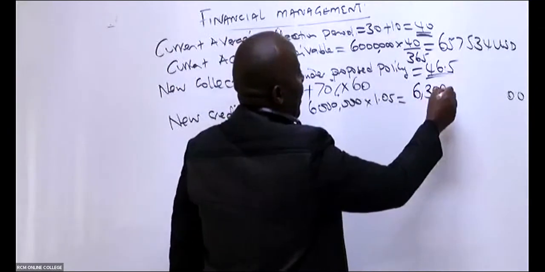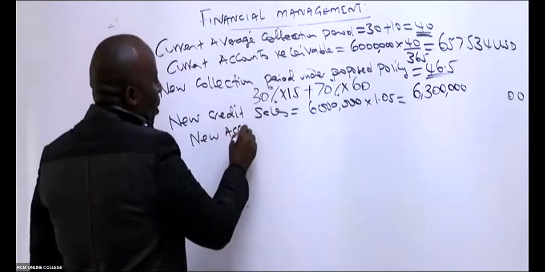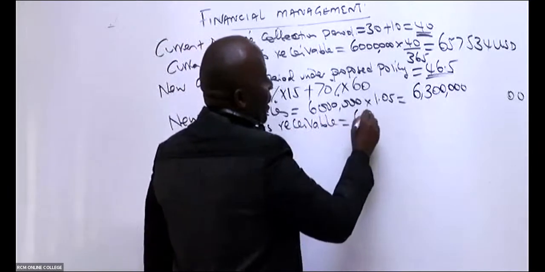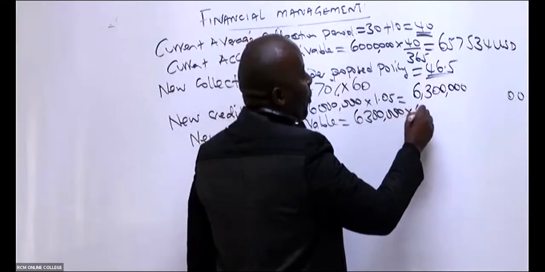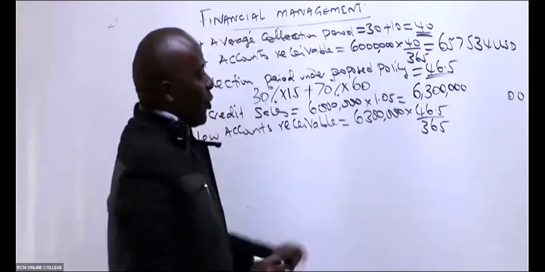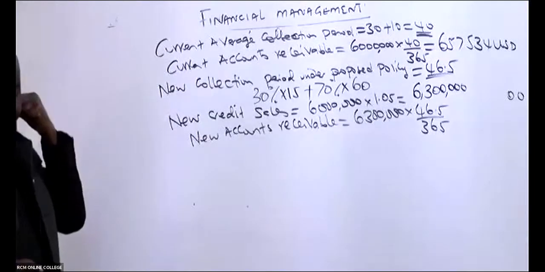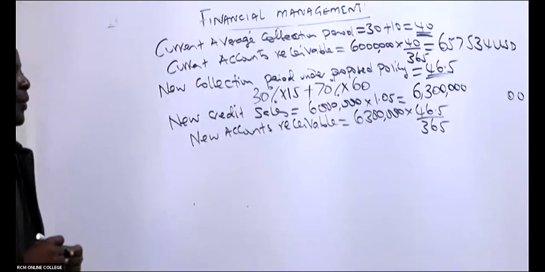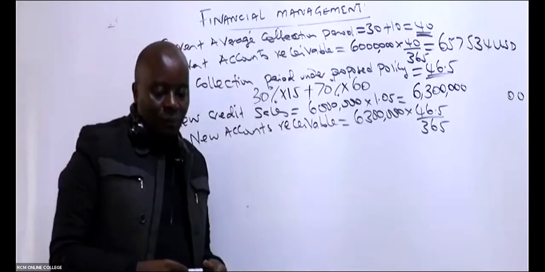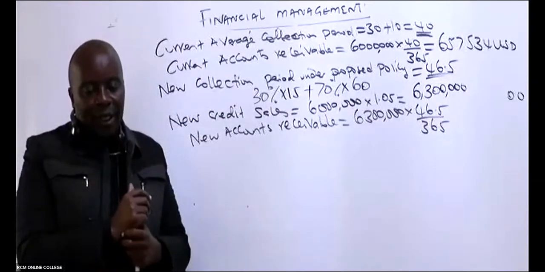Because you have extended the period, then come here and give me the new accounts receivable. The new accounts receivable will be our new sales times our new number of days divided by 365. Remember, this will be sales per day times those number of days. So give me the new accounts receivable.